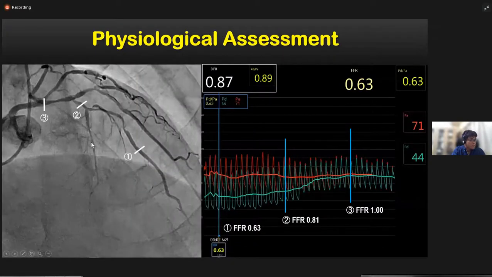Because this patient is asymptomatic, we checked the physiological assessment before PCI. This is the result of FFR pullback recording. The distal value is 0.63, so positive. According to the FFR pullback recording, we should treat from proximal to distal.